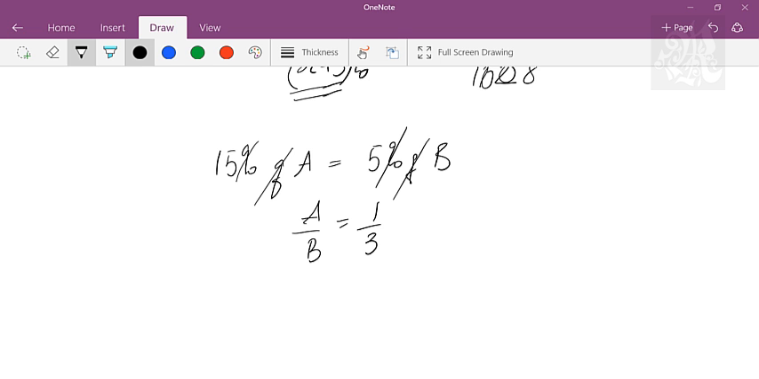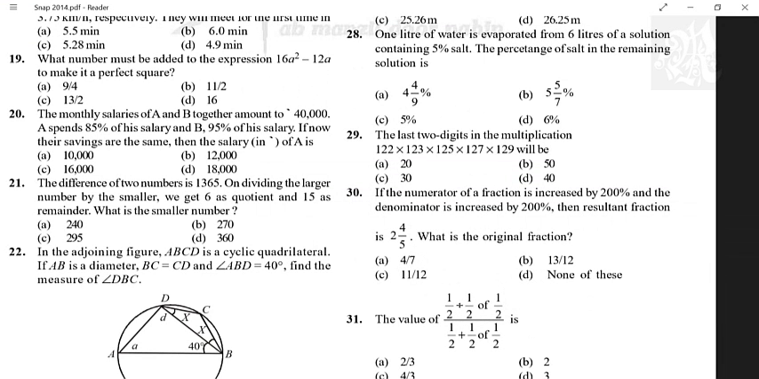So this is going to be the salary ratio, and the total salary is 40,000 rupees. 40,000 is divided into 4 parts, per part 10,000, and 3 parts 30,000. Whatever you need. We needed what? We needed A's salary. So the answer is 10,000 rupees. Simple as that. Not a big deal at all.